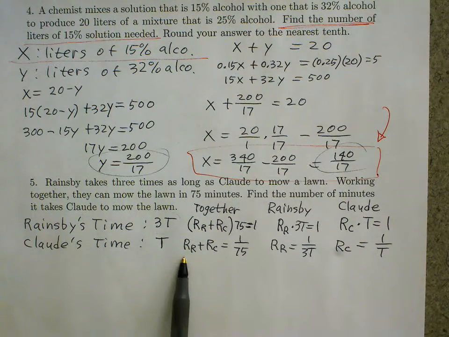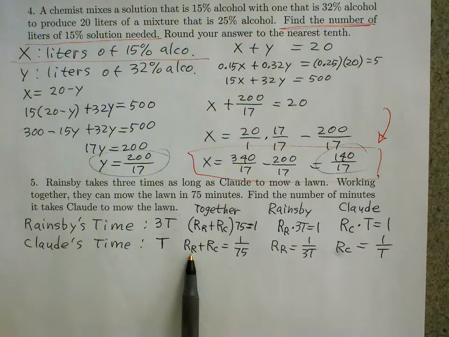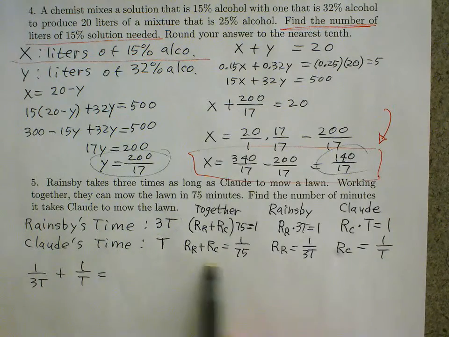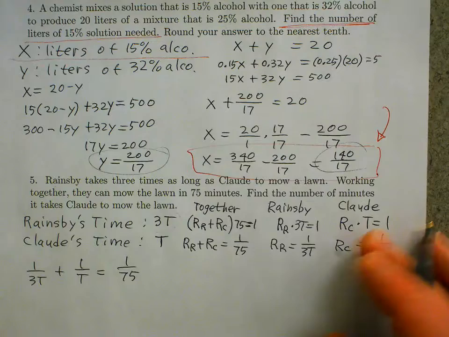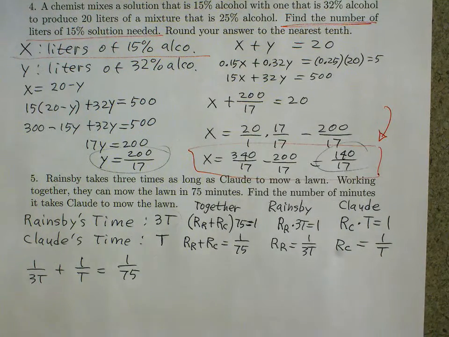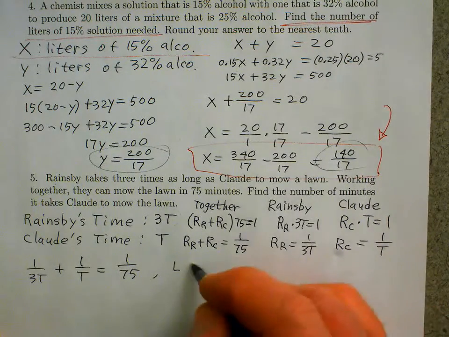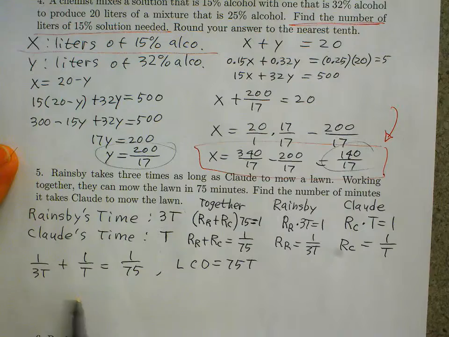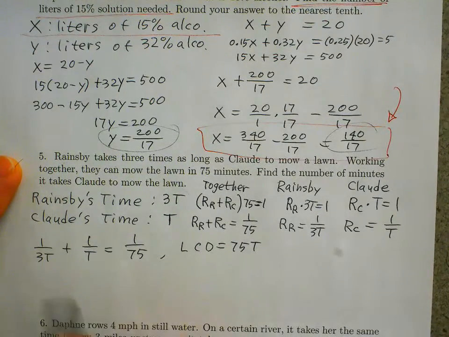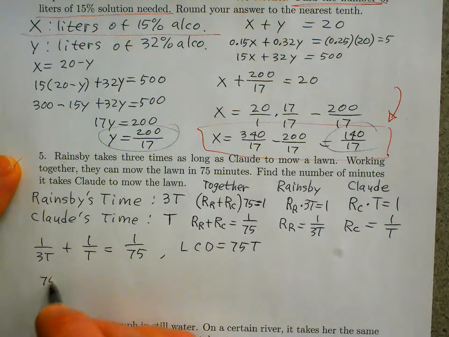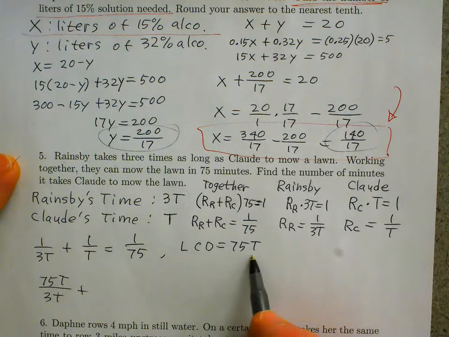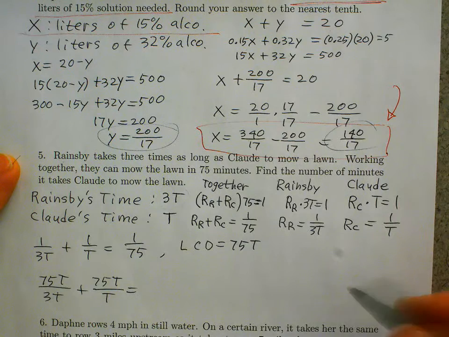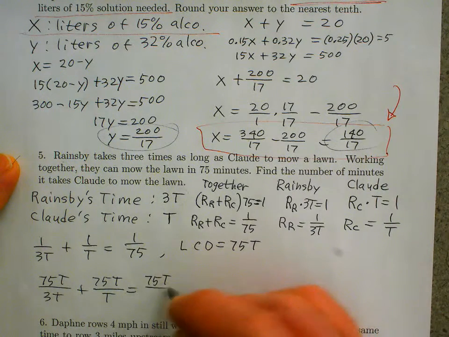Okay, so we want an equation whose only variable is t, so replace Rainsby's rate with 1 over 3t. We add that to Claude's rate, which is 1 over t, and the sum of the two rates is 1 over 75. Okay, the least common denominator is just 75t. So multiply every term on both sides by 75t. So 75t times 1 over 3t is 75t over 3t. And 75t times 1 over t is 75t over t. And on the right-hand side, 75t times 1 over 75 is 75t over 75.